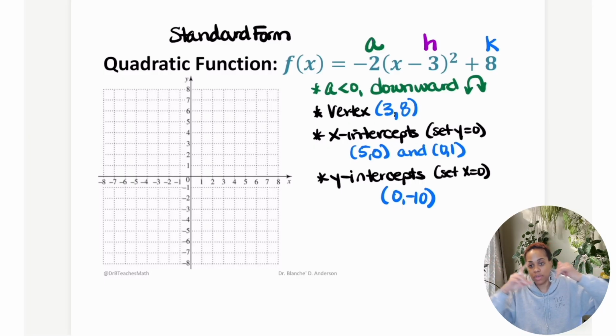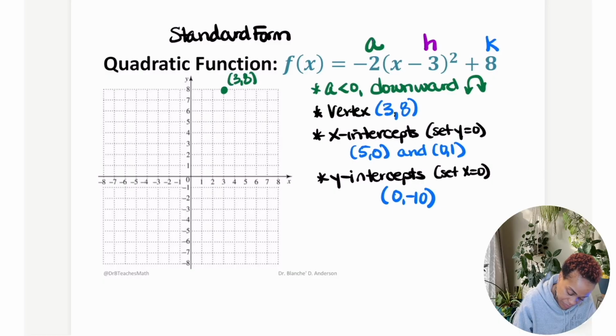Cool. I think we have enough points. We got 4 points. We got the vertex, 2 intercepts, and the y-intercept. So let's go to our graph and let's graph this. So we know it opens downward. Our vertex is at when x is 3, y is 8. So that's our vertex at (3, 8). And then we have x-intercepts when x is 5, y is 0.